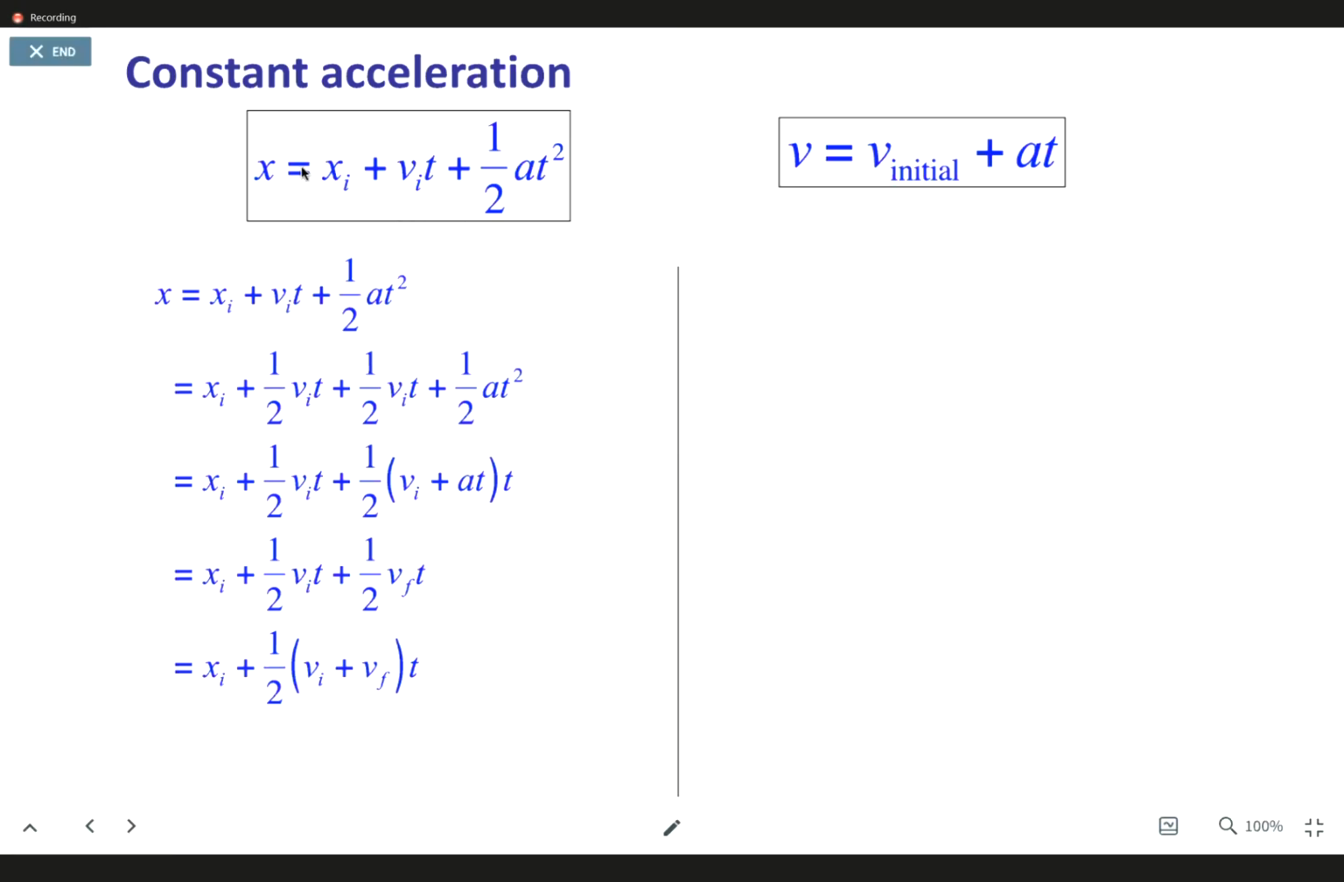If you take this formula and split this term into two copies, so you have half v_i t plus half v_i t, you can combine this term into something that looks exactly like this term up here. Once you simplify it, you can represent position in another way, even if you don't know what the acceleration is.